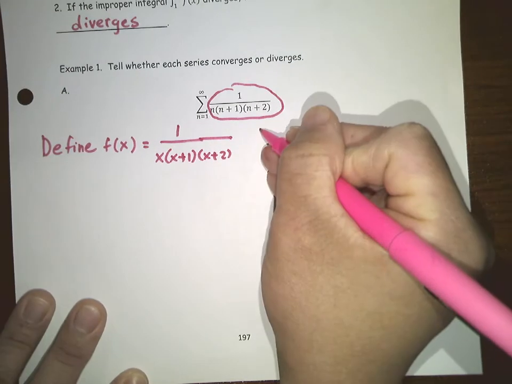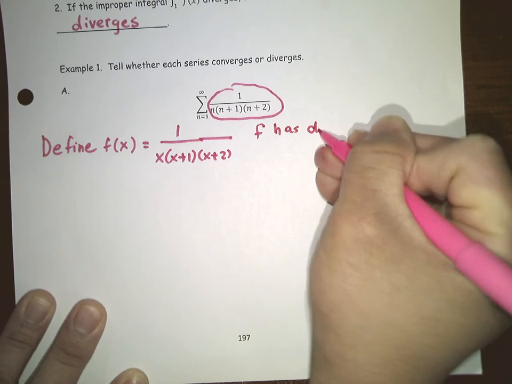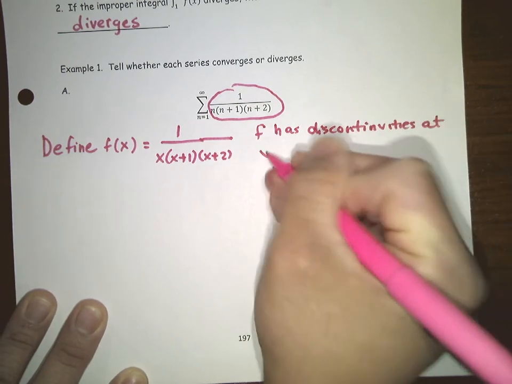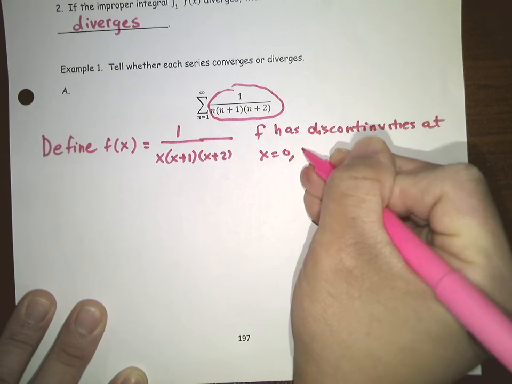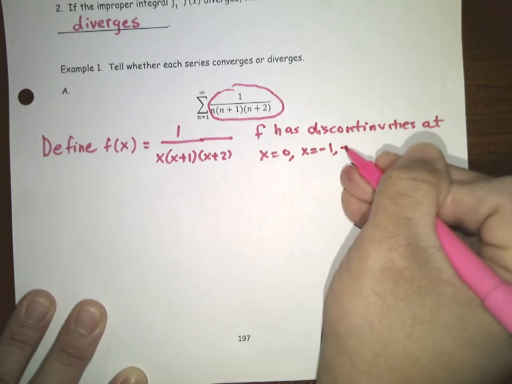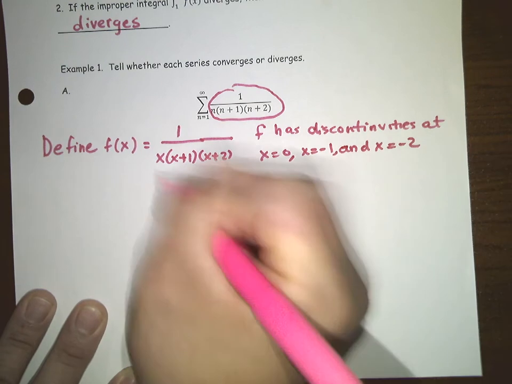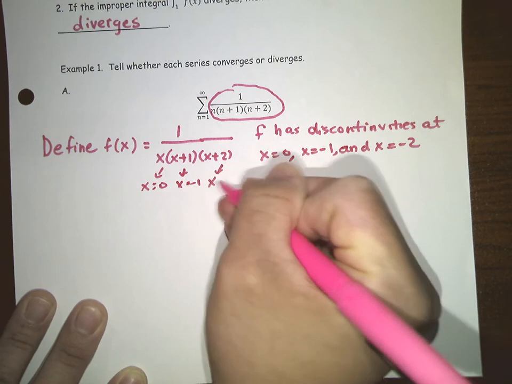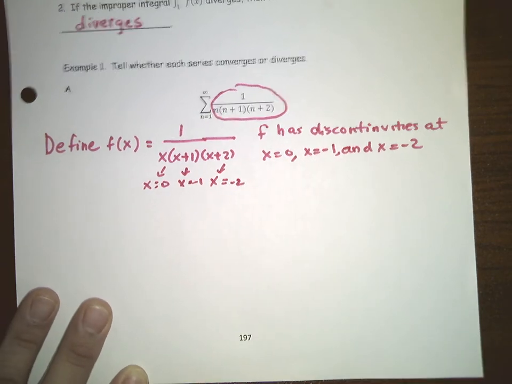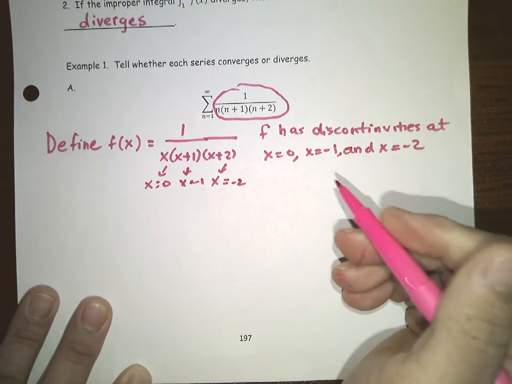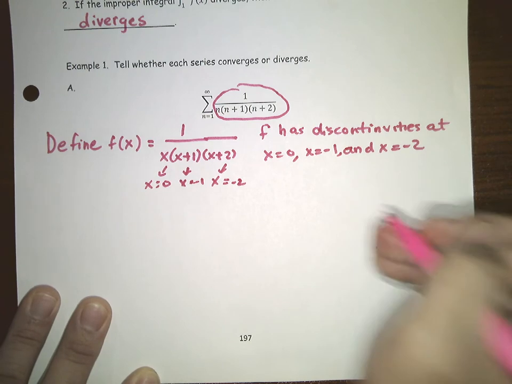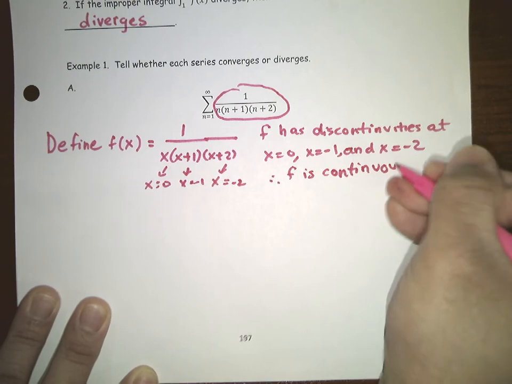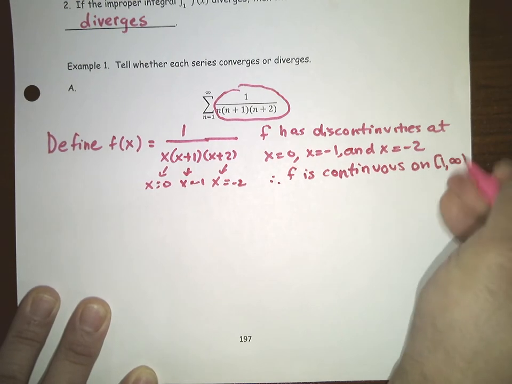So I can see that f has discontinuities at x equals 0, x equals -1, and x equals -2. What I know then is that none of these are in the interval from 1 to infinity. So therefore, f is continuous on the interval from 1 to infinity.